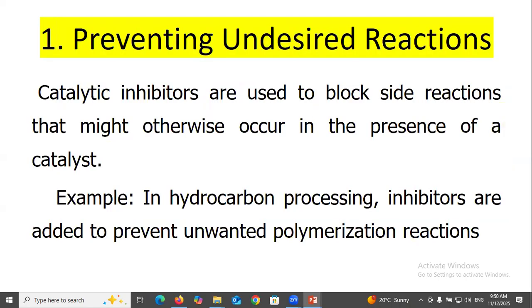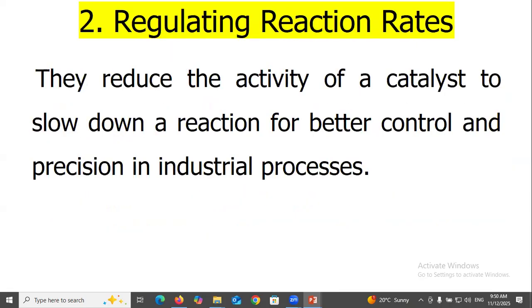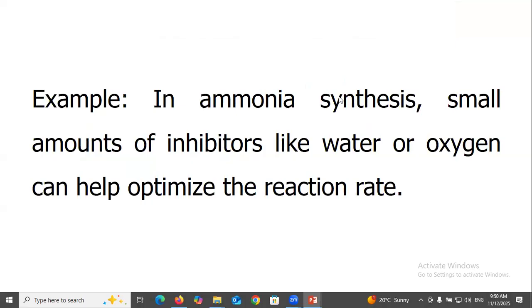Preventing undesired reactions: catalyst inhibitors are used to block side reactions that might otherwise occur in the presence of the catalyst. For example, in hydrocarbon processing, inhibitors are added to prevent unwanted polymerization reactions. Regulating reaction rates: they reduce the reactivity of the catalyst to slow down the reaction for better control and precision in the industrial process. For example, in ammonia synthesis, small amounts of inhibitors like water or oxygen can help to optimize the reaction rate.